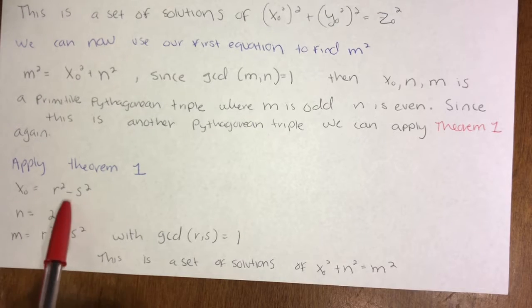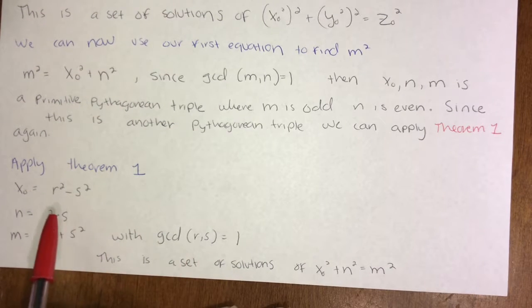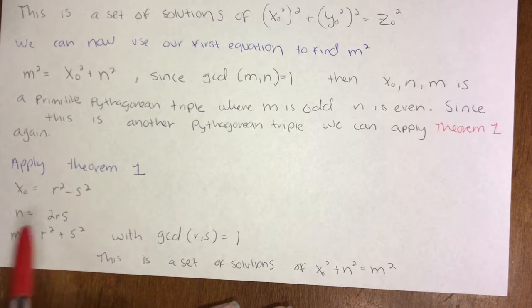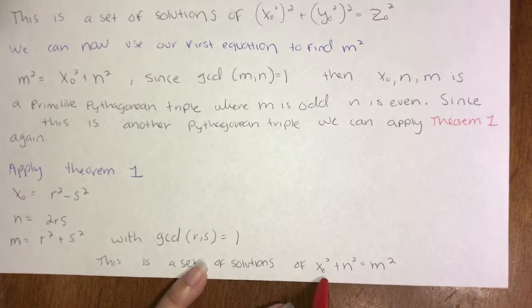And as you can see, I used it in terms of r and s. So now x sub 0 is going to equal this, n is going to equal this, and m is going to equal this. Okay, GCD of r and s is going to equal 1. And again, this creates a set of solutions for the following equation.